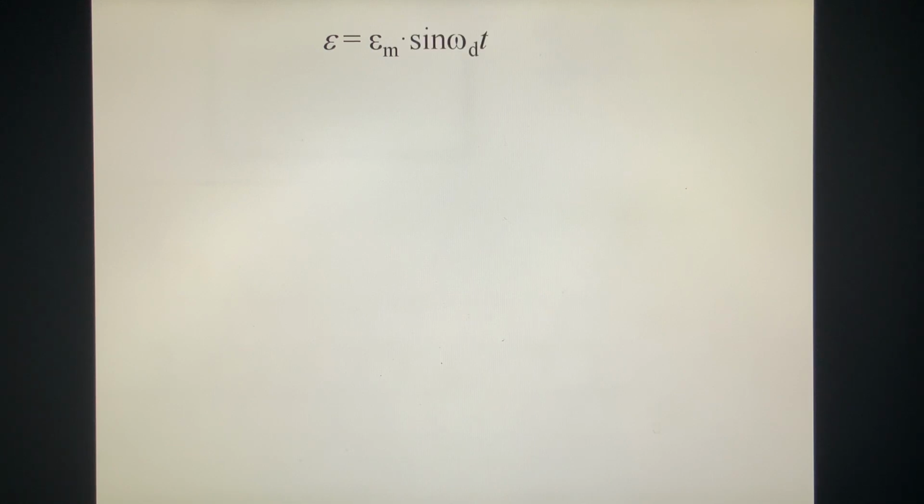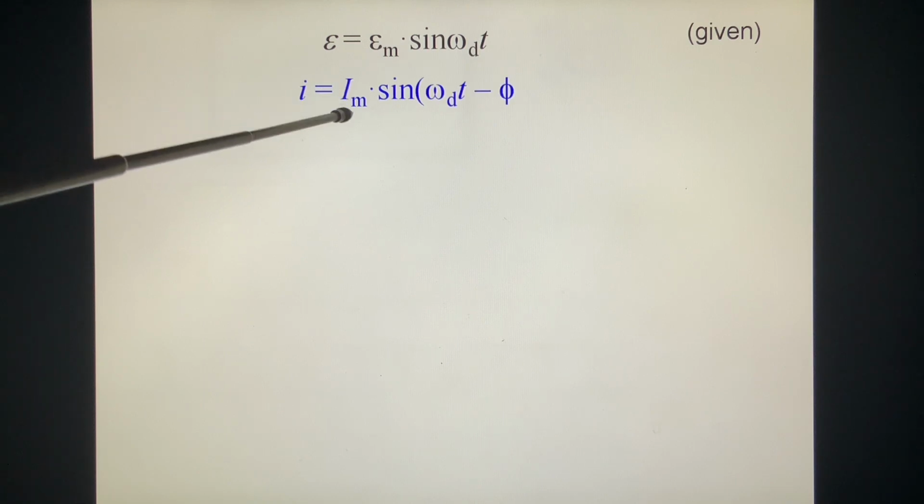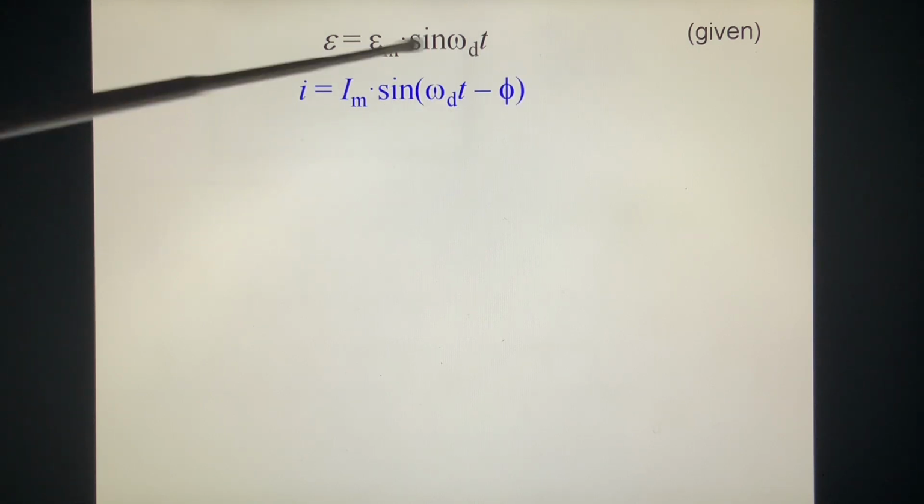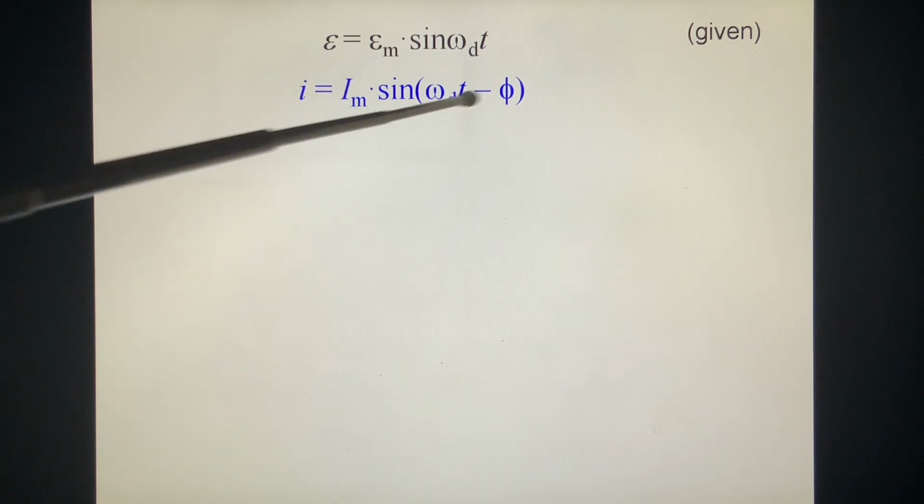Epsilon equals epsilon m sine omega t. This is the driving electromotive force. Okay, it's given. I is Im sine omega t minus phi. That's our definition. Our job is to find Im and phi.